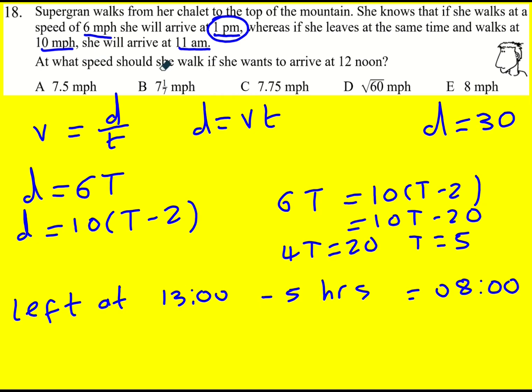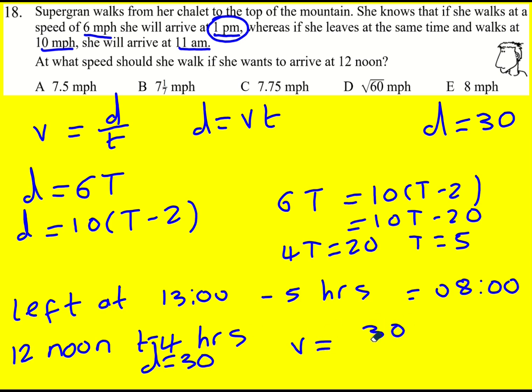But finally, at what speed should she walk if she wants to arrive at 12 noon? So for 12 noon, it's going to take 4 hours. The distance is still going to be 30, and therefore v is going to be 30 divided by 4, which gives 7.5 miles per hour.